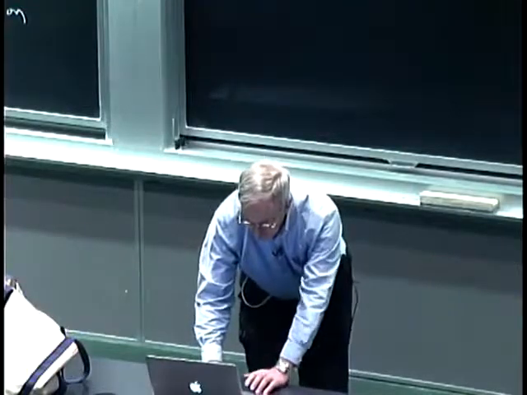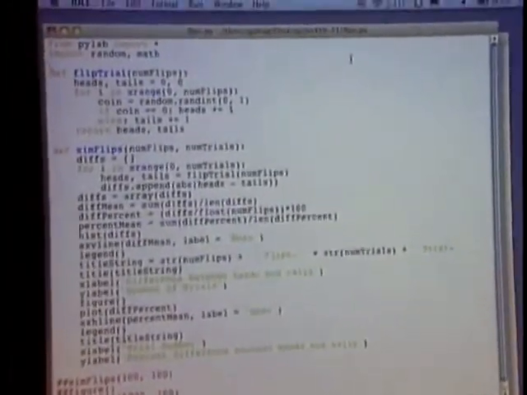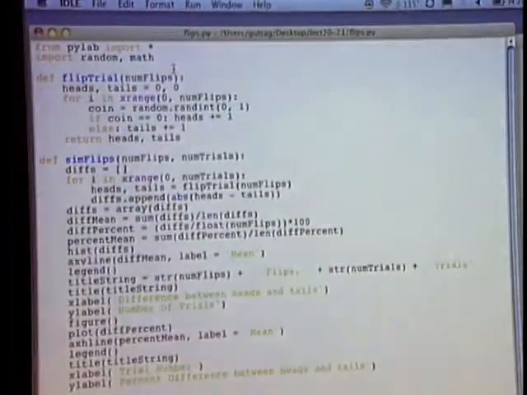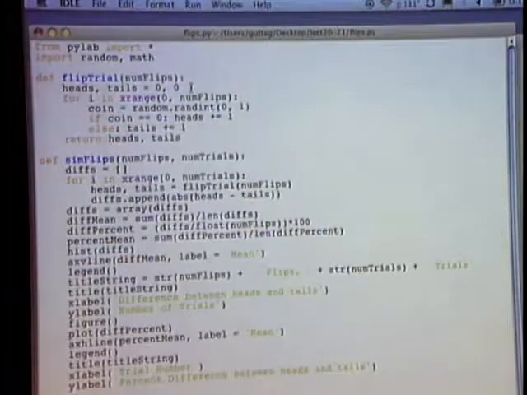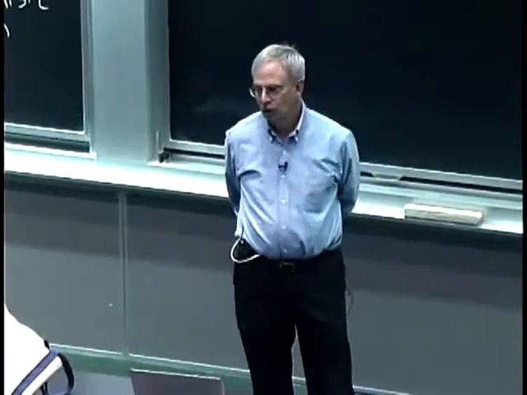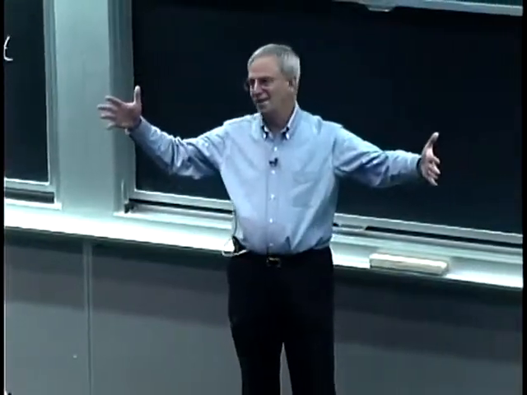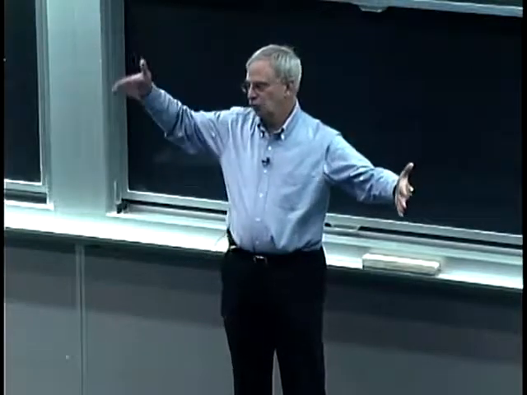So I wrote a little program. It's on your handout to flip a coin. So this looks like the simulations we looked at before. I've got flip trials, which says that the number of heads and tails is 0 for i in xrange. What is xrange? So normally, you would have written for i in range 0 to num flips. What range does is it creates a list, in this case from 0 to 99, and goes through the list one at a time.